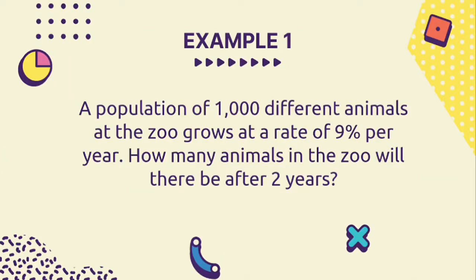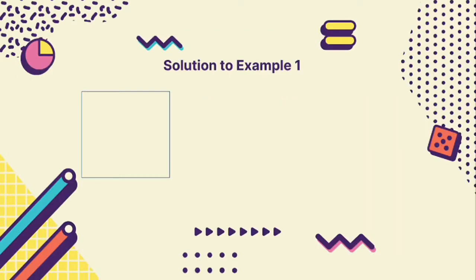Example number 1. A population of 1,000 different animals at the zoo grows at a rate of 9% per year. How many animals in the zoo will there be after 2 years? Before we solve this, let's determine the a, the starting number, the b, the growth factor, and the x, the intervals. So a is 1,000, b is 9%.